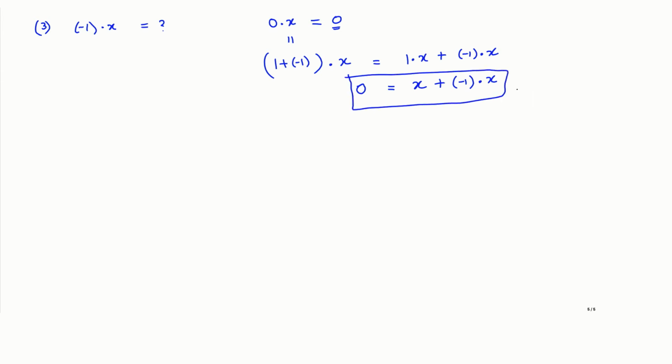So this holds. All this is now an equation in M. Remember, both sides of this equation are elements of my abelian group M. So what does this mean? It just means that this element which I am trying to find, minus 1 dot x, is therefore the additive inverse of x. In other words, that's the element minus x. So this is just the additive inverse of x.